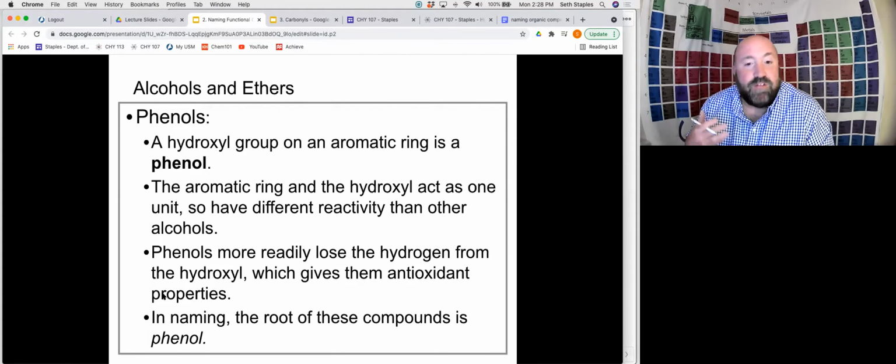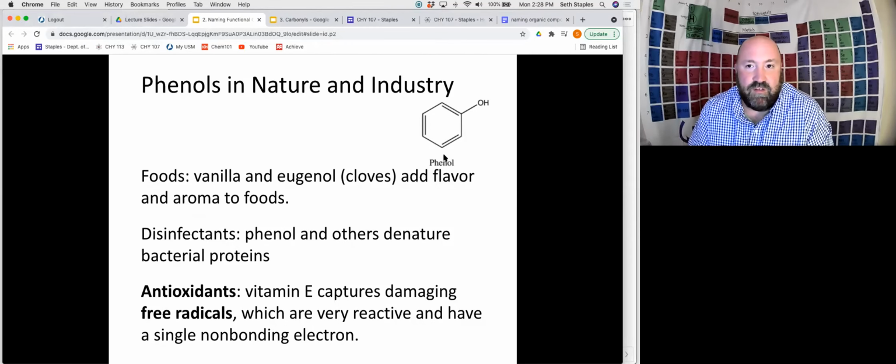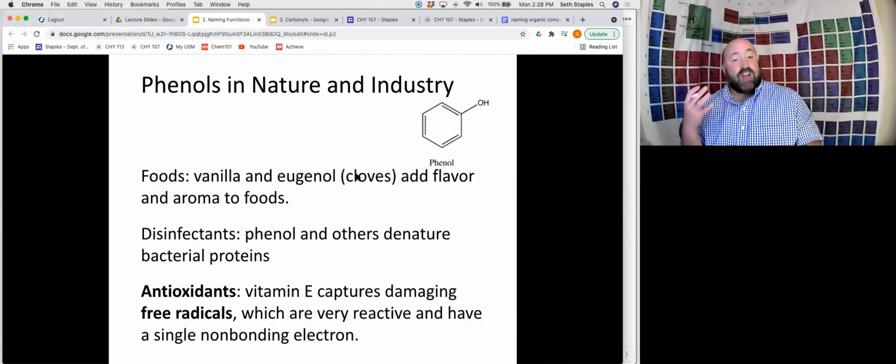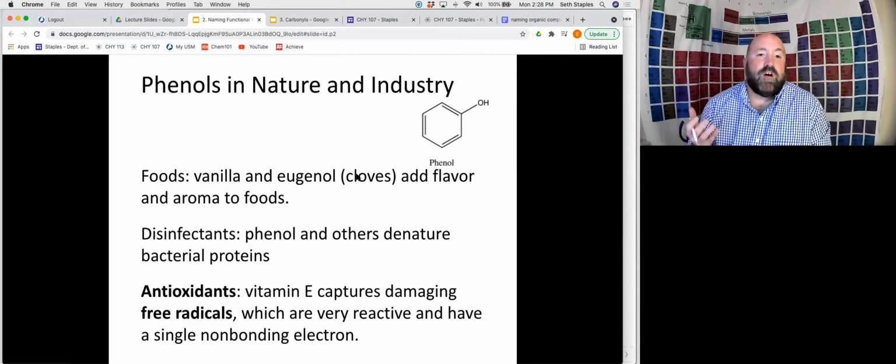When you're naming phenols, the root of it is phenol. So here's the same drawing that I had. In foods, vanilla and eugenol, which is the primary ingredient in cloves, can add a lot of flavor and aroma to different foods. Different phenols are used in different disinfectants. They're used to denature proteins. We'll talk about that when we start talking about proteins in a couple of weeks. But denaturing essentially means just breaking down a protein and breaking it up. And different phenols are great at that.